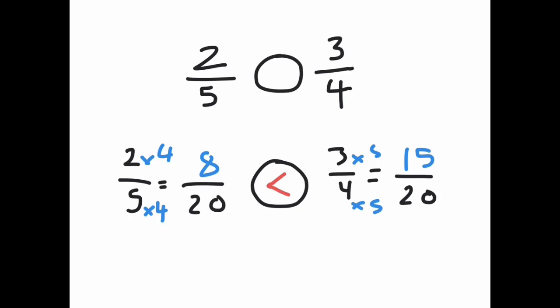Step 3. Whatever you do to the denominator, you must do to the numerator. So we did that for both fractions. This side we timesed by 4, and this side we timesed by 5. Step 4. Once you've got equal denominators, you must then compare the numerators. And that way you can order your fractions.